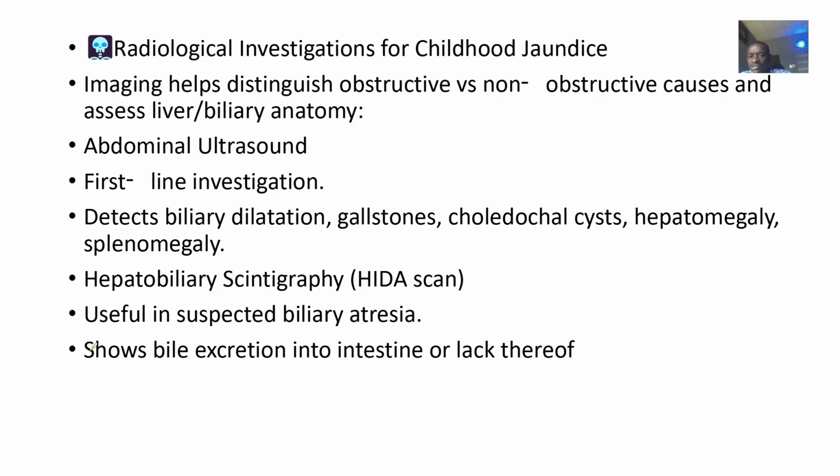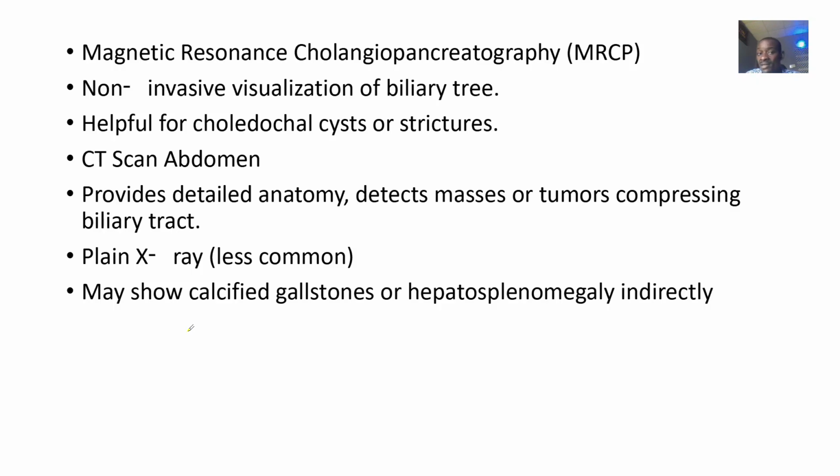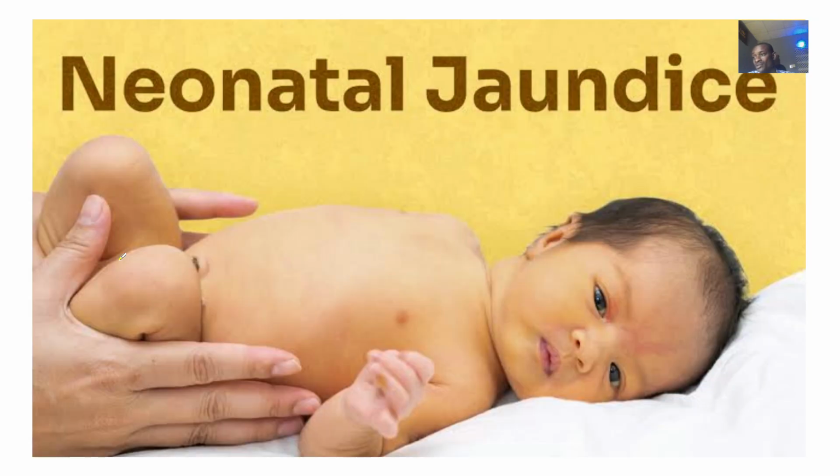Then we have other imaging like the hepatobiliary scintigraphy, also known as a HIDA scan. It's used for suspected biliary atresia. Then you also have things like magnetic resonance cholangiopancreatography, that's MRCP, to help pick up choledochal cysts and biliary strictures that are basically causing jaundice. Then CT scan for the abdomen, then also plain x-rays, though plain x-rays are actually less commonly used.